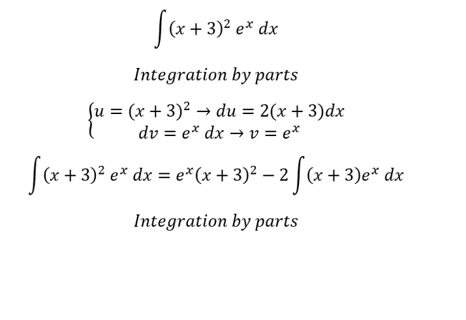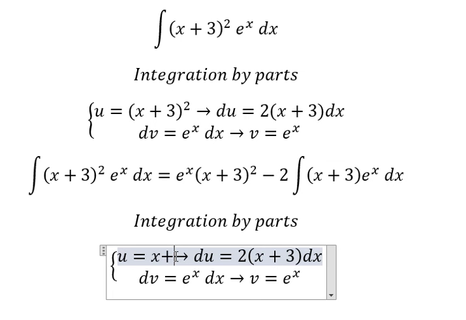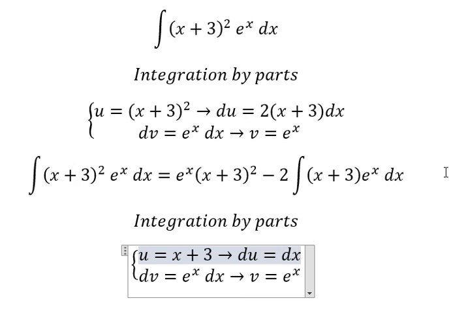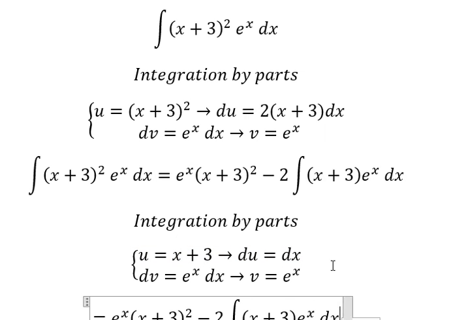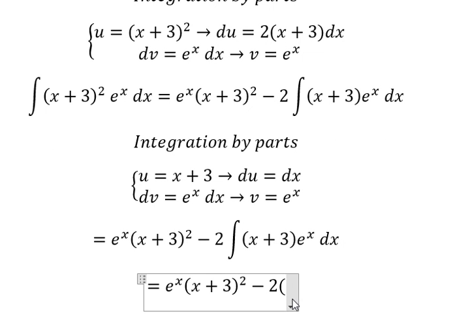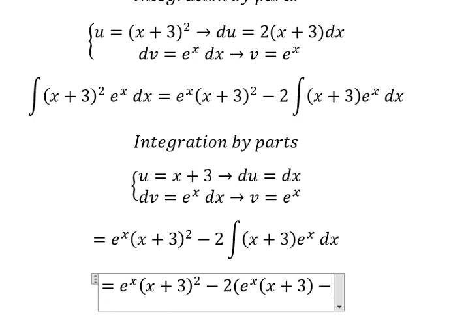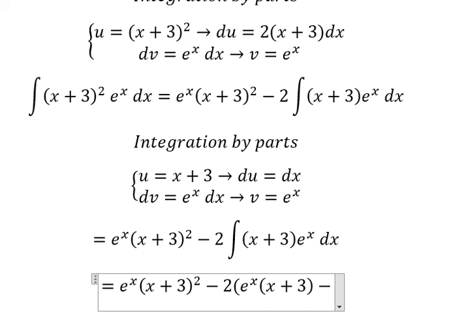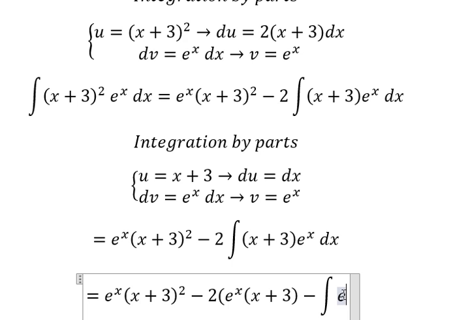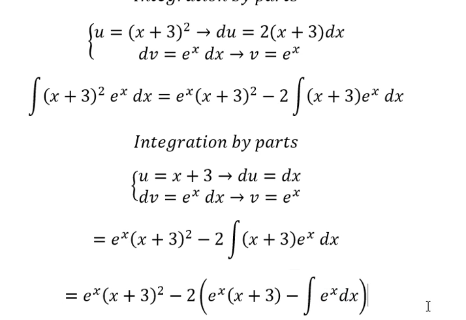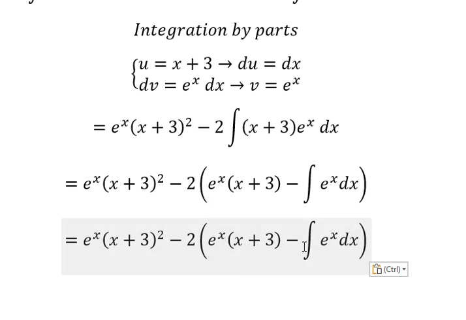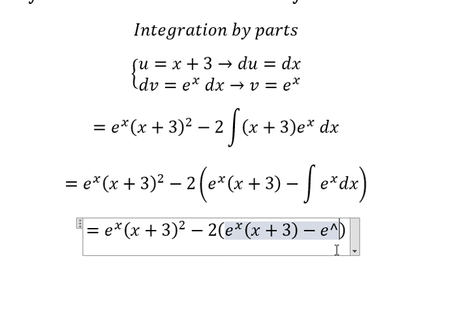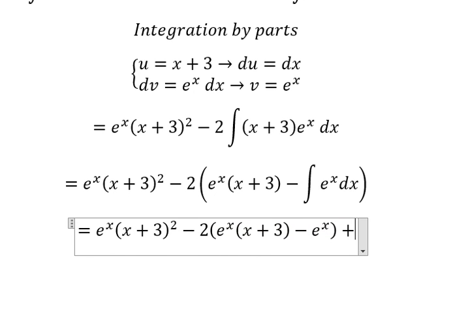So this one I will put s plus 3. So this one we have the s. So we have u multiplied by v, minus we have the u multiplied by v. So we have the integration of e to the power of s ds. The integration of this one, we have e to the power of s, and I will put c.